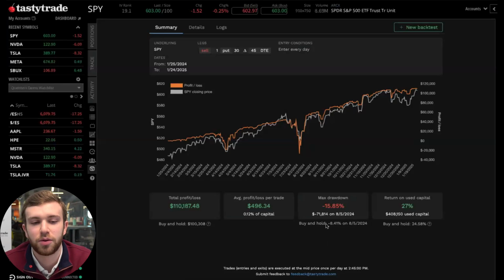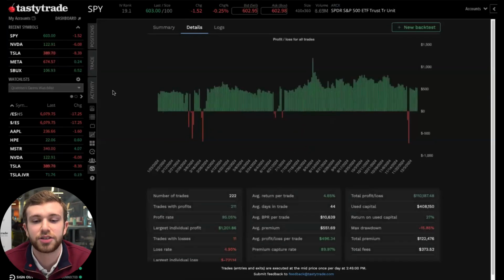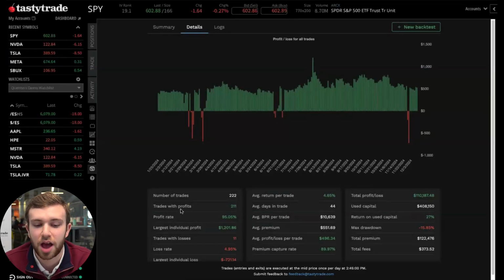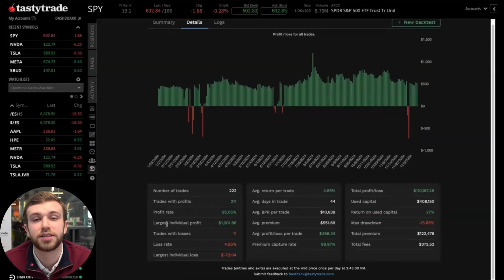And so now we can go into the details here. And so these details would show all of the trades and the different trading metrics, like the number of trades, how many of them were profitable, the profit rate, how many of the trades were profitable divided by the total amount of trades, as well as the largest individual profit, and a bunch of different statistics here.